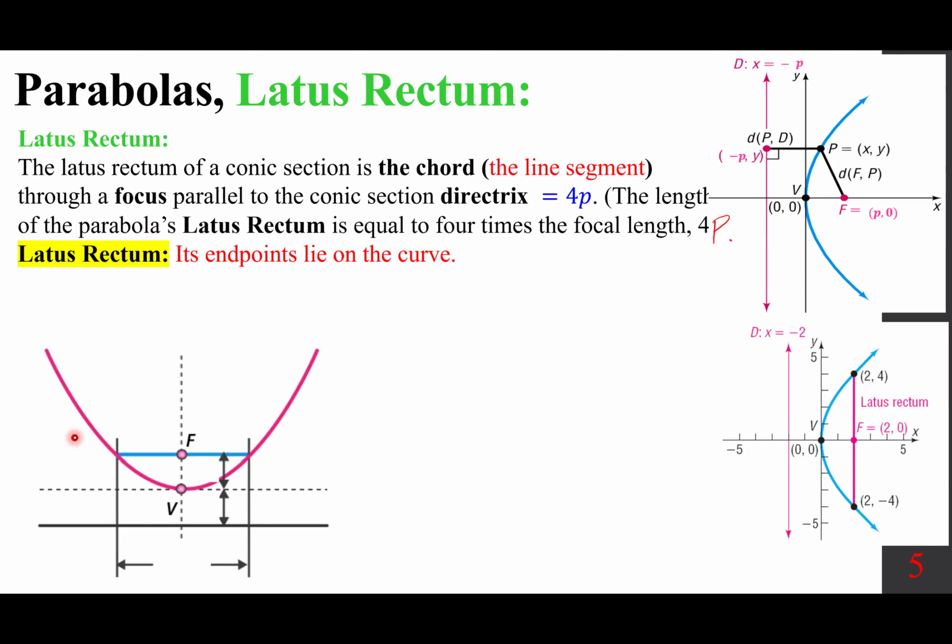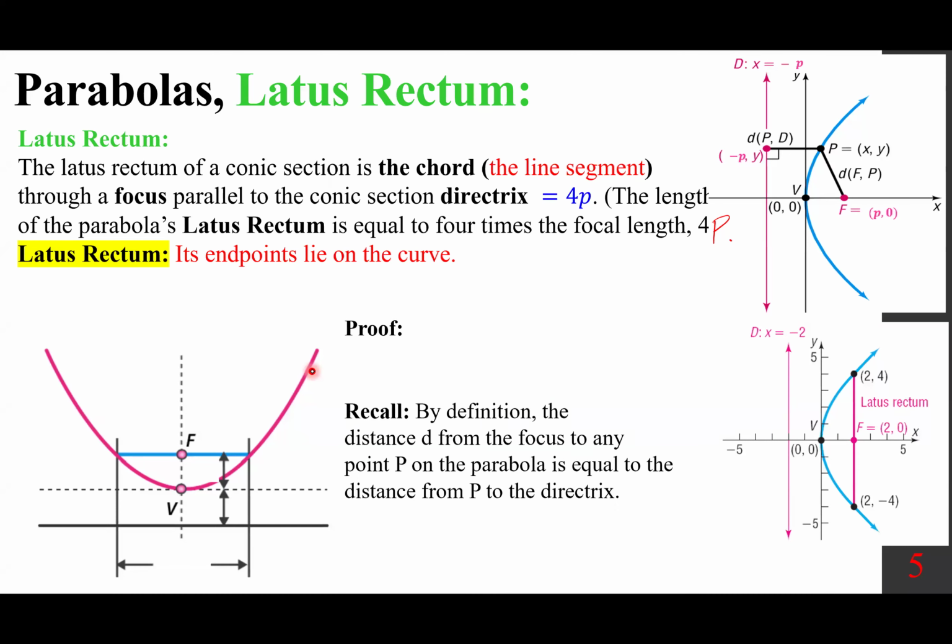So take a look at the concept. Here's the F. The line parallel to the directrix cuts the graph at 2 points. Those are the endpoints. Now we want to prove that this distance is 4 times this distance, which is a focal distance. The distance from the focus to the vertex is equal to the distance from the vertex to the directrix. Each one is called the focal distance. So as we look at this graph, here's the proof, everybody.